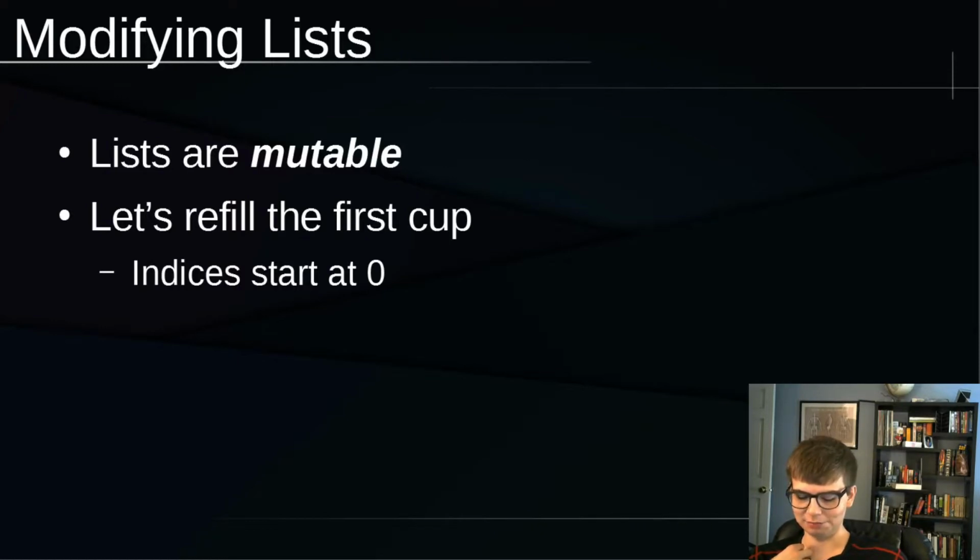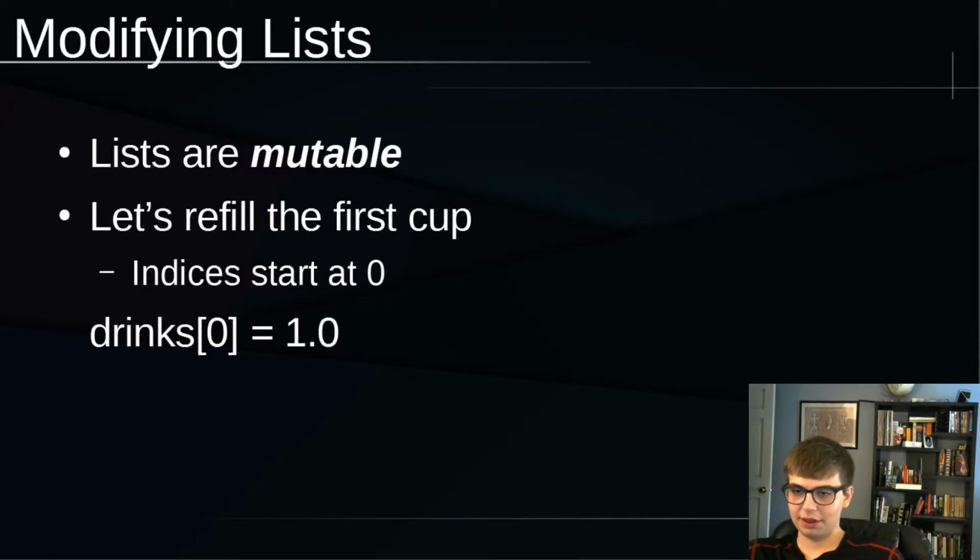So indices in lists in Python and most other programming languages start at 0. That's really the only kind of difference, which is weird because you don't really say you're the 0th person in line. You say, oh, it's the first person in line, the second person in line, and so on. But there's a variety of mathematical advantages to starting your indices at 0, and so most languages do it. So what we're going to do is we say drinks at 0 equals 1.0.